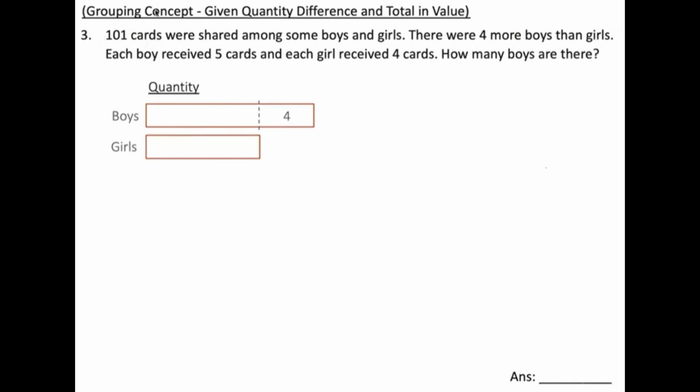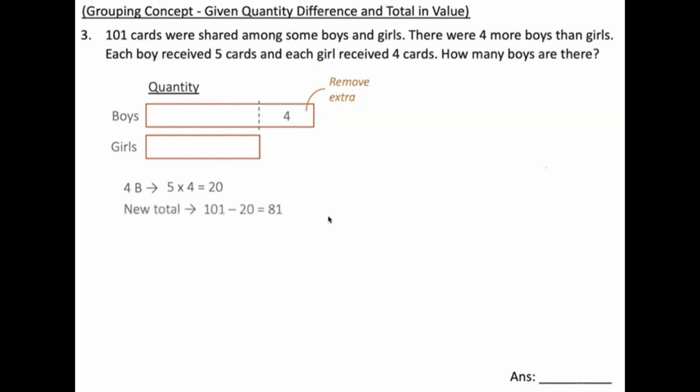Because I know that there's a total of 101 cards. So I'm going to remove the cards given to these 4 boys. Each boy is getting 5 cards. So there are 4 extra boys here, and I'm going to remove their cards. These 4 boys have a total of 20 cards, 5 times 4. I'm going to remove this extra 20 cards from this 101.